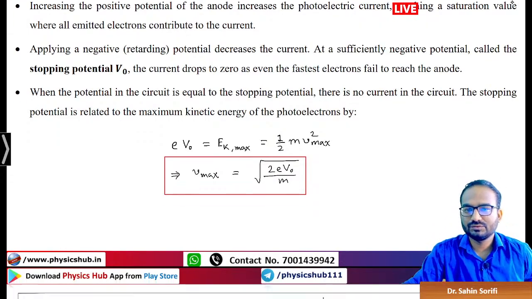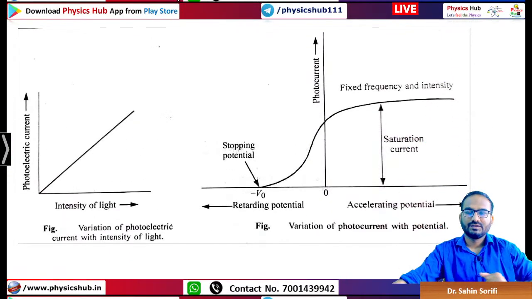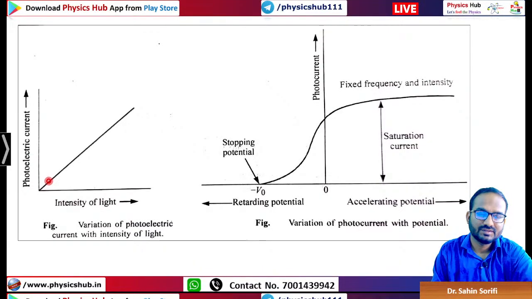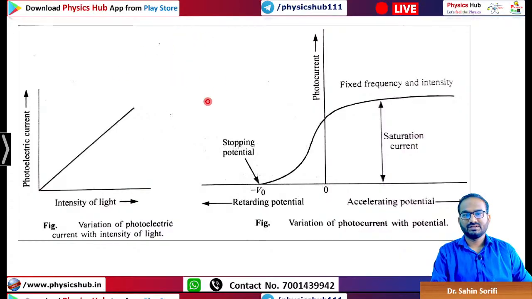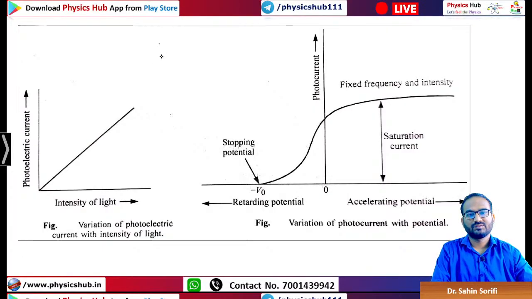Now there are two graphs which will help you understand this scenario better. So look at these graphs. In the first graph, we are plotting photocurrent versus intensity. Above the threshold frequency, if you increase the intensity of light, meaning you are increasing the number of photons incident, the photoelectric current will keep on increasing. Why? Because more charge carriers are involved, isn't it?